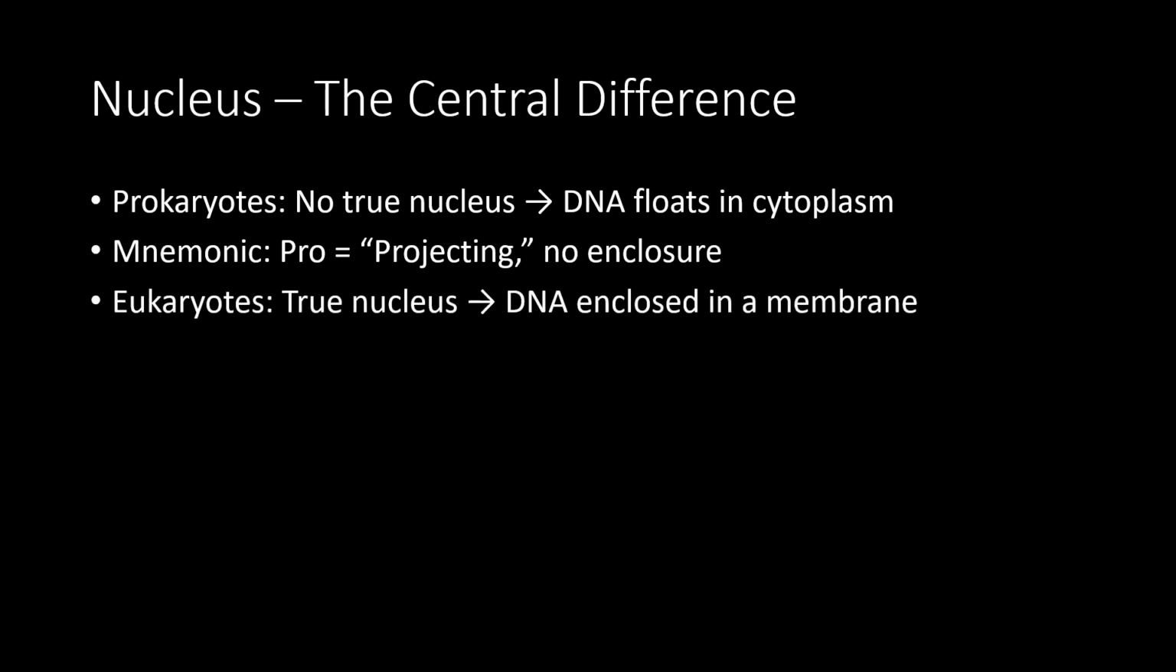In contrast, eukaryotes have a true nucleus, where their DNA is enclosed and separated from the cytoplasm. Eukaryotes also have membrane-bound organelles like mitochondria and the Golgi apparatus, which are essential for their more complex functions. You can remember this with eukaryotes equal EU, meaning true, signifying that they possess a true nucleus.